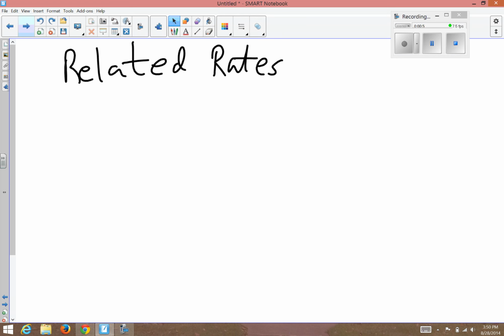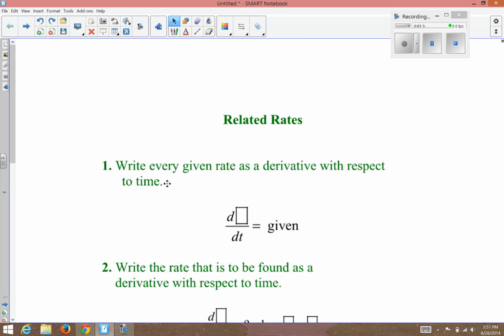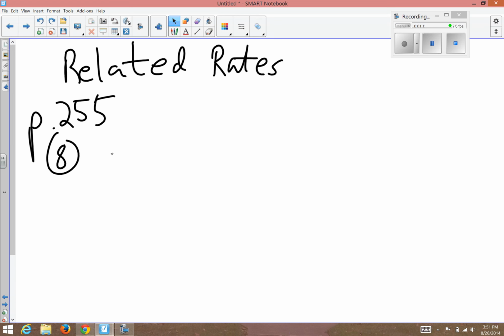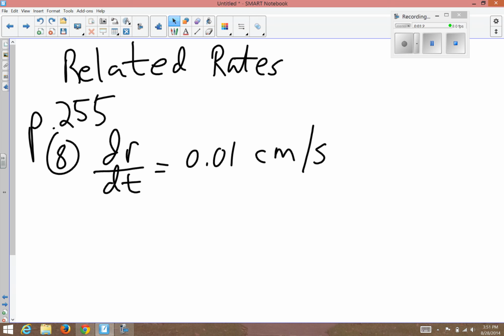So we're going to start with page 255, exercise 8. When a circular plate is heated in an oven, its radius increases at the rate of 0.01 centimeters per second. That's the given rate. So it's the derivative of the radius with respect to time is 0.01 centimeters per second.